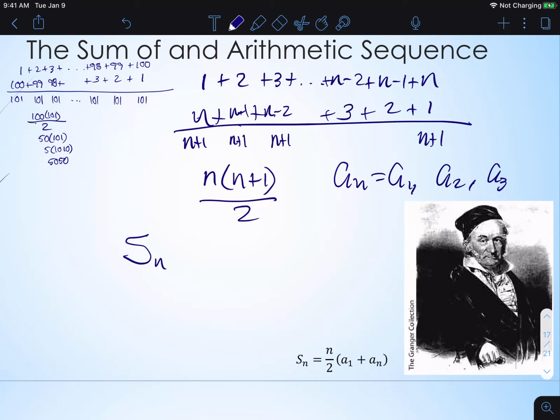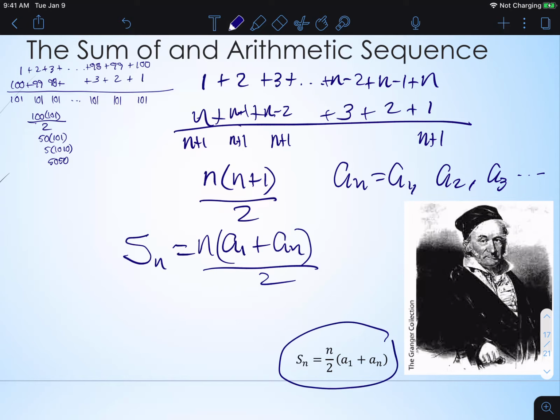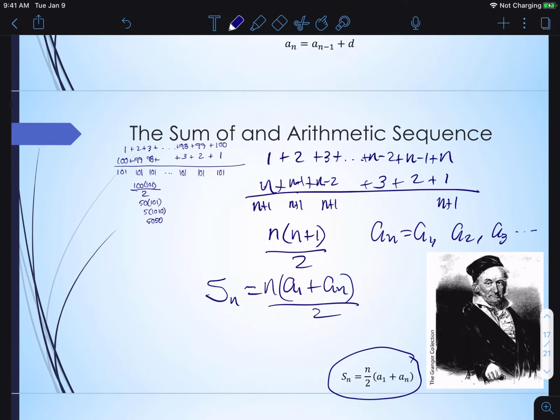A sub 3, and on and on and on, that we could actually say it this way: I could take a sub 1 and add it to a sub n, multiply that by the number of things that we have, and divide that by 2. And so that's really where this formula came from. It was developed by Carl Friedrich Gauss, and it is the arithmetic sum of a sequence.